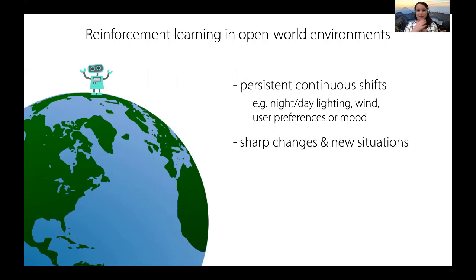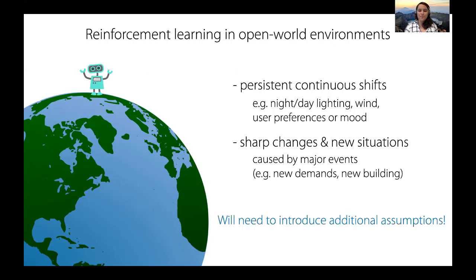So we'll first look at that, and then we'll look at being able to handle sharper changes in new situations, which may be caused by major events such as new demands that are being placed on the agent, or the agent entering a new part of the world, such as a new building. But first, let's talk about persistent continuous shifts.